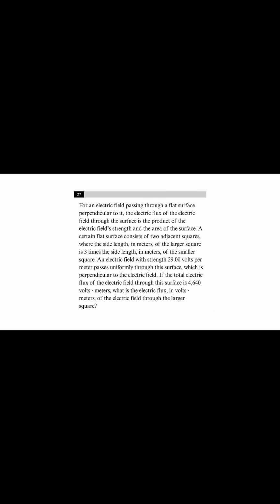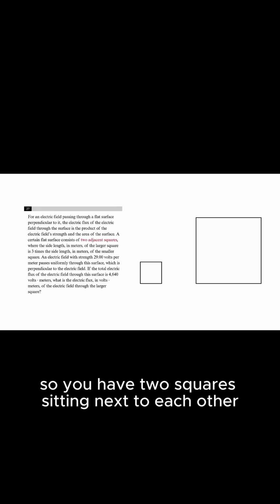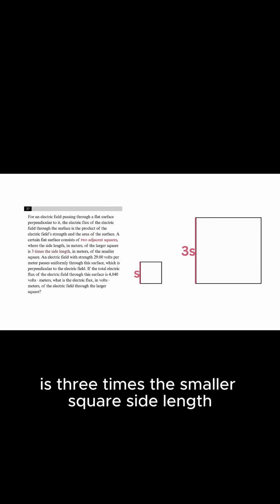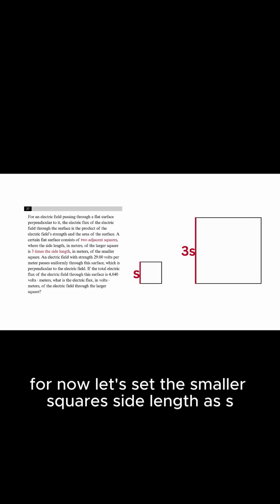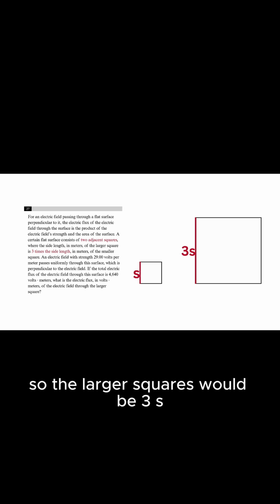So you have two squares sitting next to each other, and the larger one's side length is 3 times the smaller square's side length. For now, let's set the smaller square's side length as s, so the larger square's would be 3s.